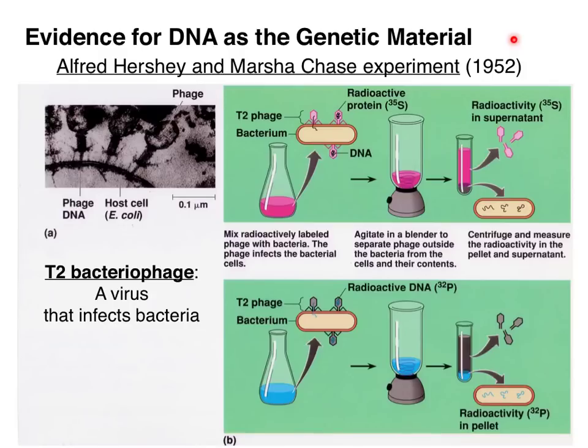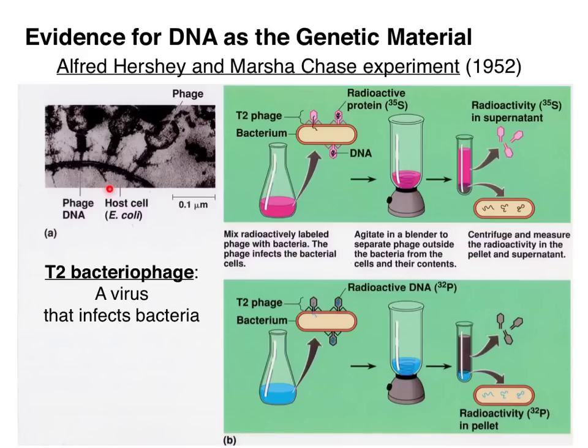But onward with the Hershey and Chase experiment. Hershey and Chase took advantage of the fact that viruses and bacteria coexisted together, and that there was a certain type of virus that injected its DNA into a particular type of bacteria. This virus was known as a bacteriophage, specifically a T2 bacteriophage. And as you can see up here, the virus will attach itself to the cell wall and membrane of the bacterial cell and then inject its genetic material into the bacterial cell.